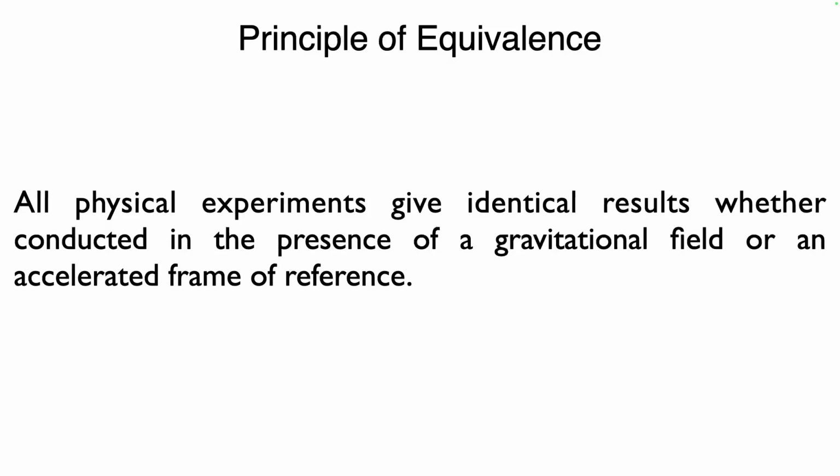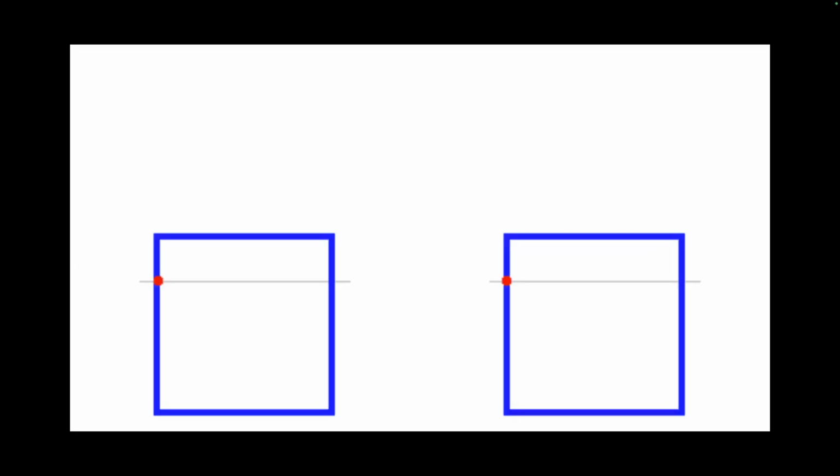And of course, Einstein understands if you look out the window of the spaceship, you can see that you're moving or something like that, right? But the point of the principle of equivalence is, what uniquely describes a gravitational field versus an accelerated frame of reference? So let me give you some idea.